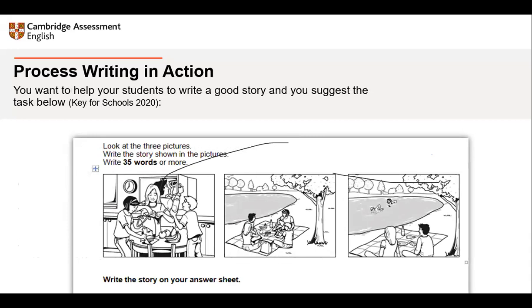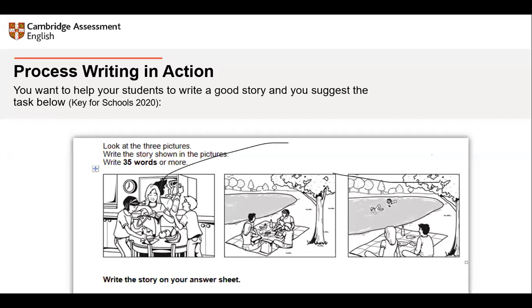that you want your students to complete this task, right? Again, a task at level A2. You want to help your students to write a good story, and you suggest the task below. So this task is now a valid task for the new A2 Key exam ever since January this year. So they have to look at the pictures, and they have to write a story.